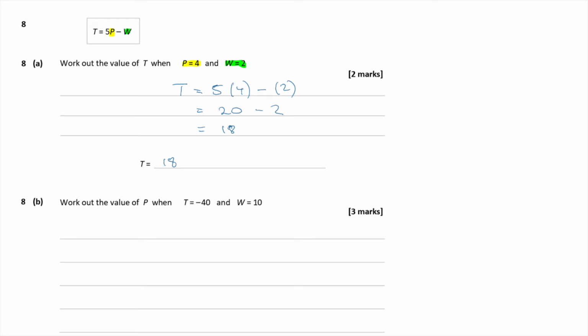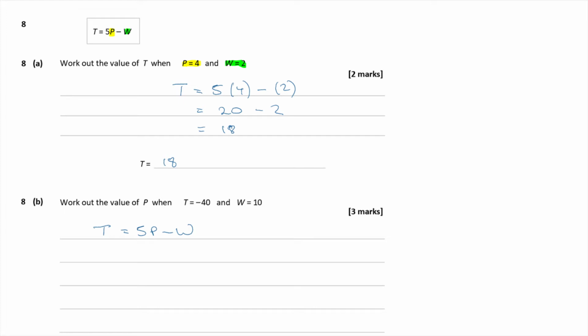Okay. Now on the next one, it says work out the value of P when T is minus 40 and W is 10. Now at the moment, I've got a formula in terms of T. It's T is equal to. So it's a really good formula if I want to work out T. It's not such a great formula if I want to work out P. So the first thing I'm going to do is rearrange it and make P the subject. So taking my formula, T is equal to 5P minus W, I'm going to rearrange it so it says P is equal to something instead.